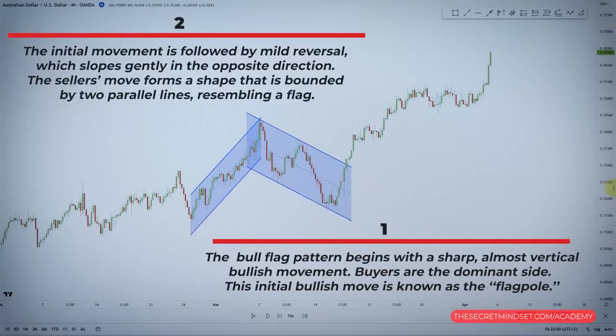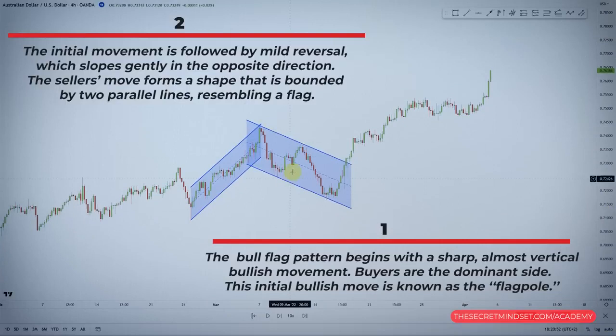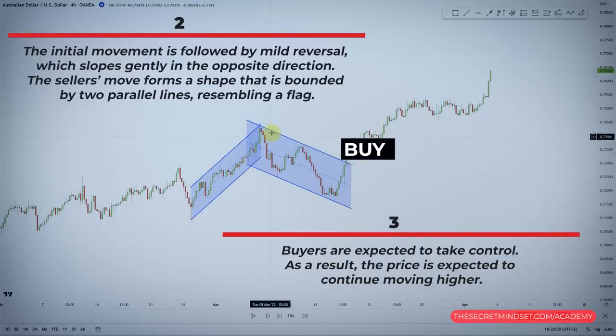The sellers' move forms a shape that is bounded by two parallel lines, resembling a flag. How to analyze this? The dominant side, in this case the bulls, are expected to take control. As a result, the price is expected to continue moving higher.